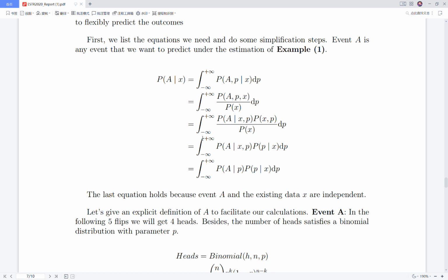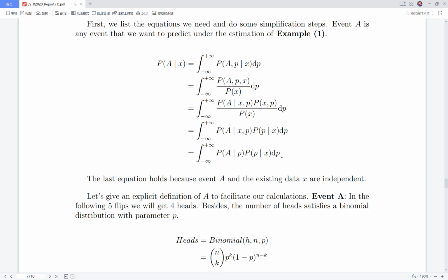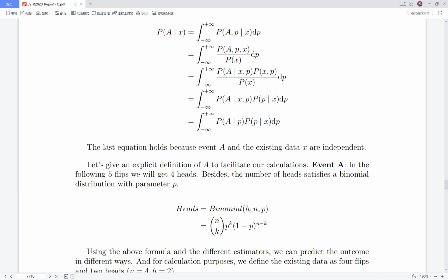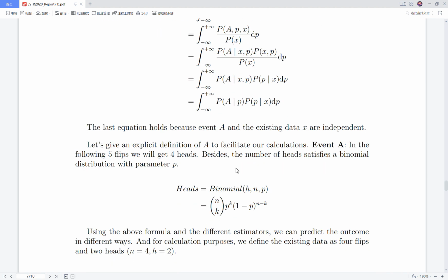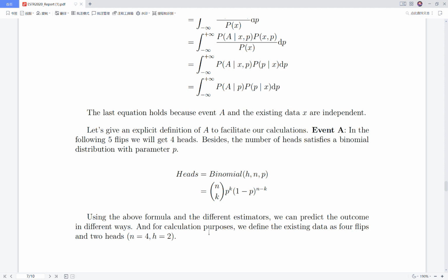It's a very simple simplification. In this step, we delete x because event A and existing data x are independent. Given an explicit definition of A to facilitate our calculation: in the following 5 flips, we will get 4 heads. And for calculation purposes, we define existing data as 4 flips and 2 heads.